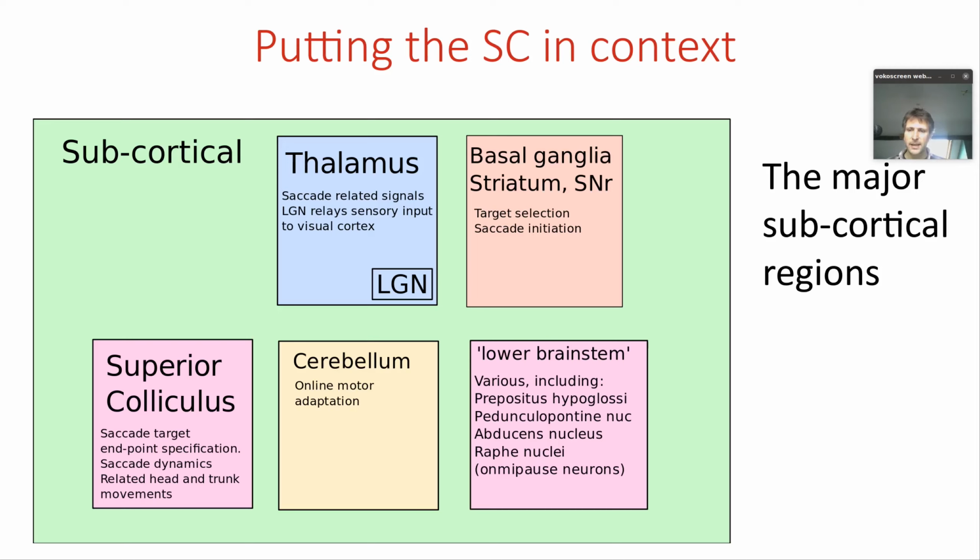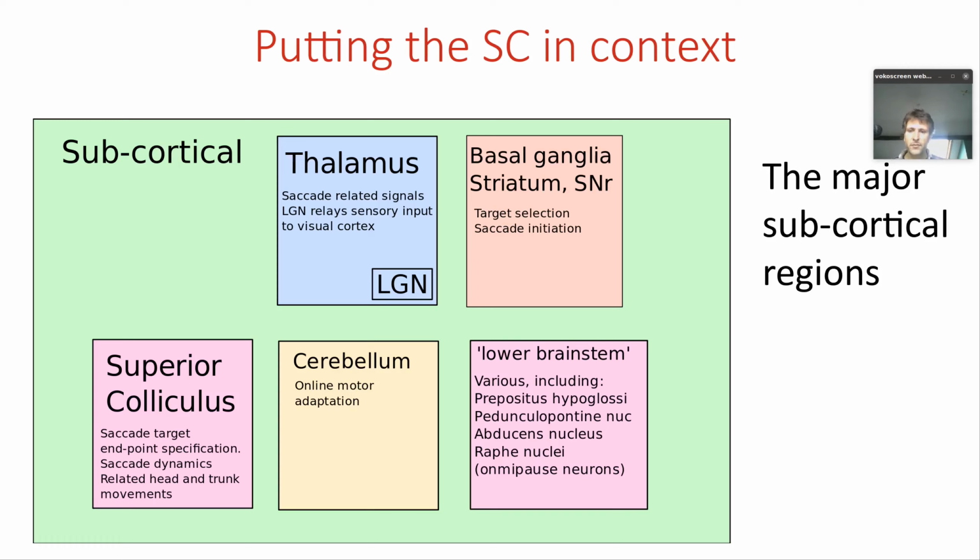But it's not just the colliculus. The colliculus is connected to the thalamus. The thalamus in the middle of the brain. We're going to have a look at where these regions are in a second. The thalamus is involved in relaying sensory input from the retina through to the visual cortex, but it also relays signals from the colliculus and around into the cortex and back. So thalamus is important. The basal ganglia is important. It projects into the superior colliculus and is involved potentially in target selection and is involved in saccade initiation.